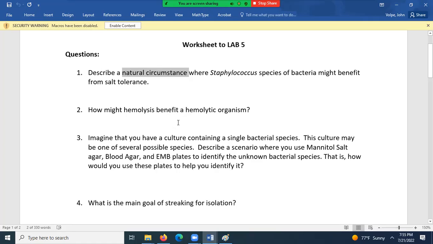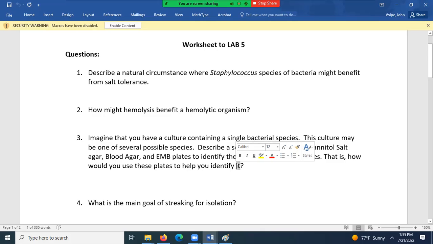Okay. 3, imagine you have a culture containing a single bacteria species. It may be one of several possible species. Describe a scenario where you use mannitol salt agar, blood agar, and EMB plates to identify the unknown bacterial species. That is, how would you use each of these 3 plates to help you identify the species?